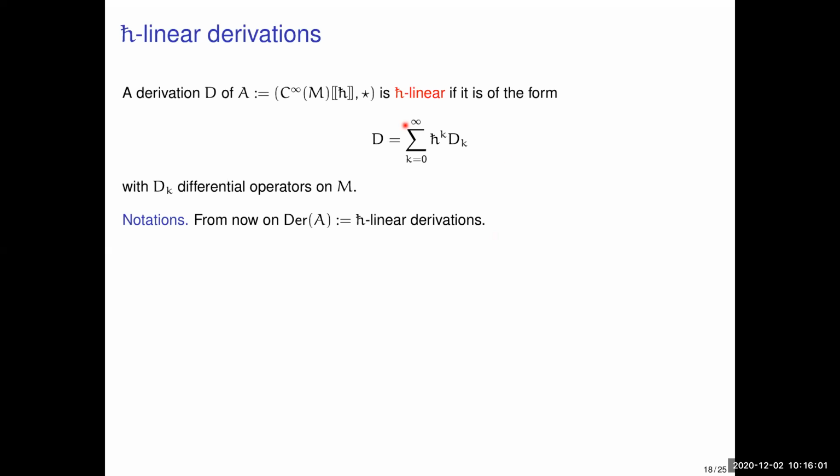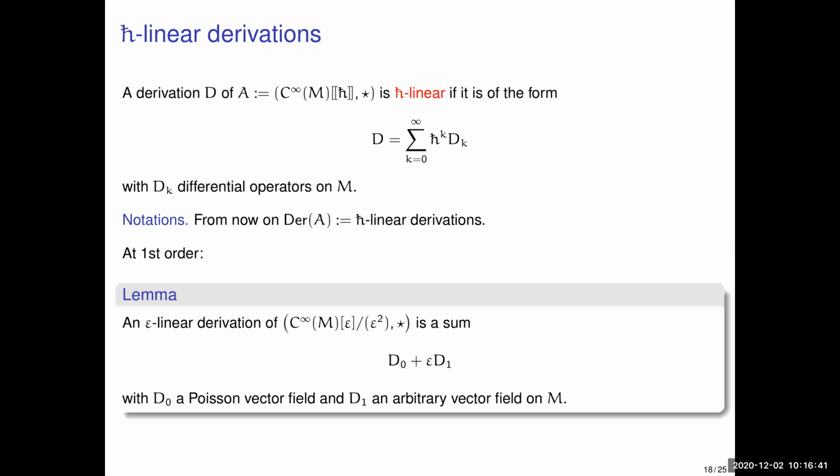Okay, so the derivations that I'm going to consider are formal power series of differential operators on M. These are the ones that we call h-linear, and these are the only ones that I'm going to consider. So from now on, by derivations of A, I mean not all the derivations, but only the h-linear ones. So what is one which is not h-linear? For example, the one that we denote by h bar d over d h bar, which we call, I don't know, the formal Euler vector field maybe, which is interesting, but this is not a derivation that I'm going to consider.